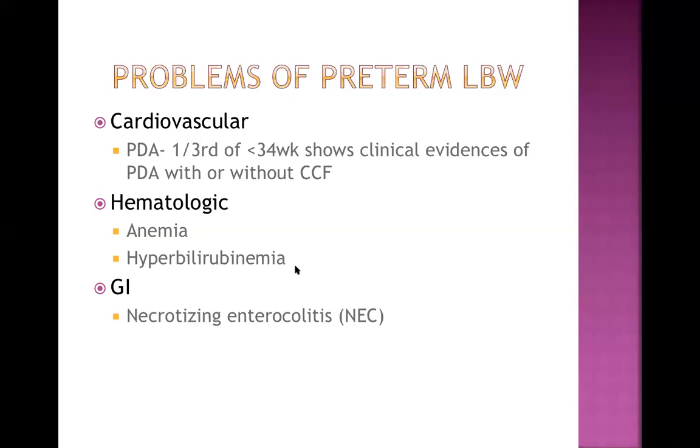Now, this hyperbilirubinemia is mainly caused by immaturity of the enzyme UDP glucuronyl transferase. So it cannot conjugate unconjugated bilirubin into the conjugated one. And anemia is mainly because of low stores of iron, because the baby is born quite early and iron transfer from the mother to the baby usually occurs in the third trimester. So because of premature delivery, anemia is quite common.